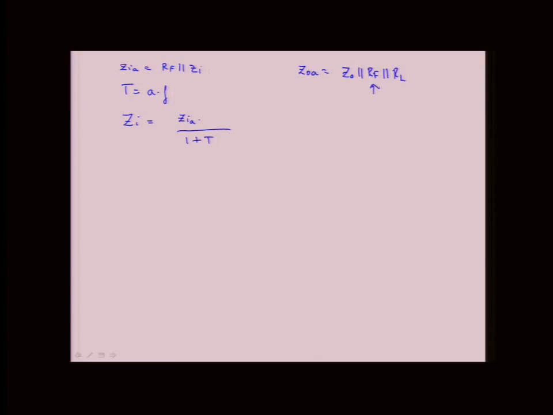So here is the contribution of feedback, both in the input and the output impedance. And then, because of shunt at the input, we get to divide the input impedance. And because shunt at the output, we also get to divide the output impedance by the feedback loop gain.